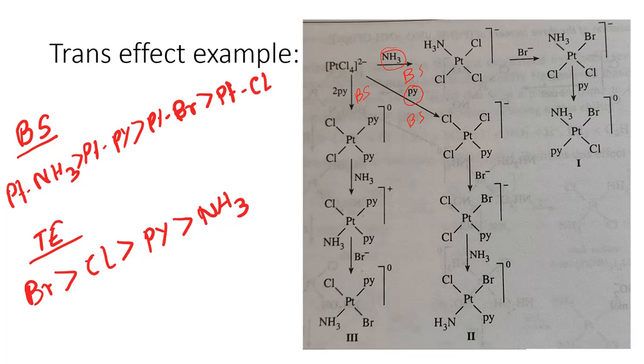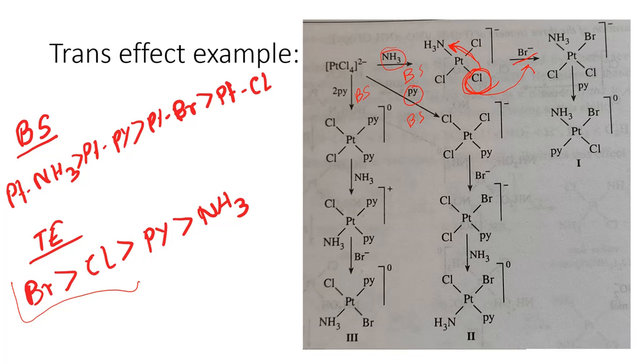Okay, so now we are considering the next step. It is being attacked with Br-. First you have to consider the trans effect. The trans effect order is that Br- has a greater trans effect than Cl-, than pyridine, than NH3. Cl- has a greater trans effect than NH3. So when Br- attacks, if we consider the trans effect, this chlorine would replace the ammonia with bromide, and we are not trying to get that.